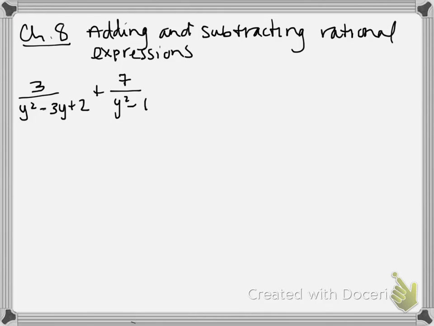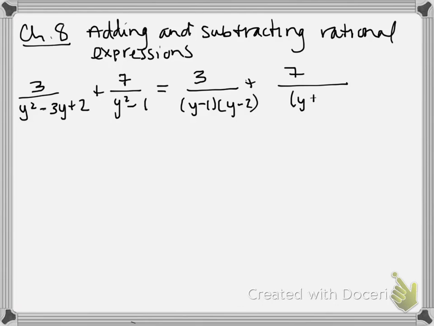We're going to add and subtract rational expressions, and this idea is slightly more complicated than multiplying and dividing because I have to have common denominators. So when I have to find common denominators, the first thing I'm going to do is factor my denominators so I can really see what I'm working with. Okay. So I'm going to factor y squared minus 3y plus 2. Let's see what that gives me. Y minus 1 and y minus 2. And then the other is a difference of squares, so y plus 1 and y minus 1.